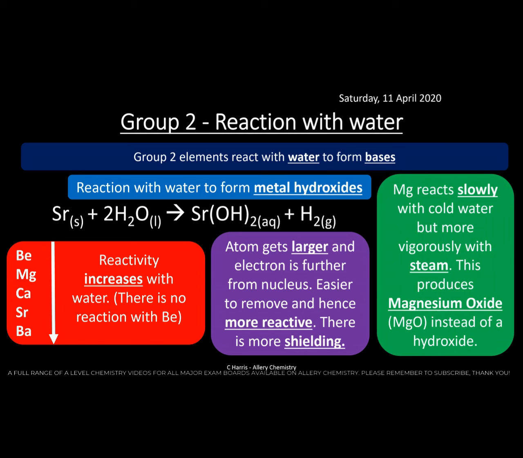Magnesium. Now you might have seen this. Magnesium's that ribbon. If you put it into a flame, it burns really brightly with a really bright white light.